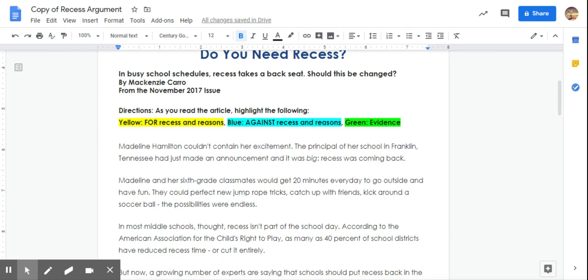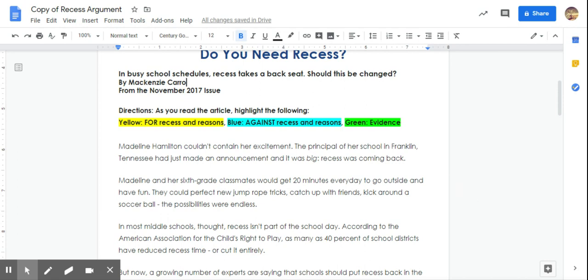So the directions say, as you read the article, highlight the following. Yellow is going to be for recess and the reasons that the author gives why you should have recess. And then the blue is going to be against recess and the reasons that the author gives that people are against recess. And then it says green for evidence. We're not going to worry about evidence right now. We are just going to look for the part of the article that is for recess and the part of the article that is against recess. That's all we're going to focus on for today.